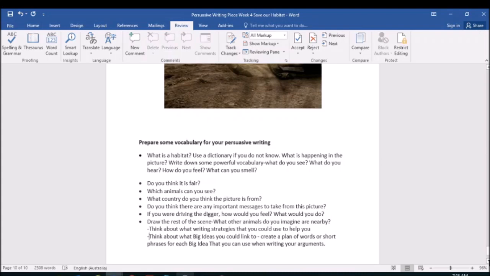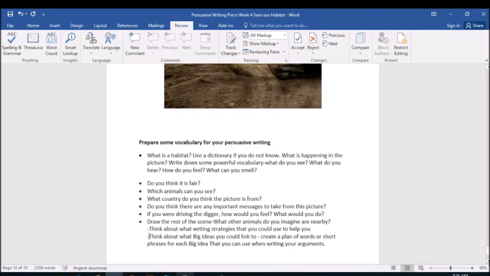Do you think there are any important messages to take from this picture? If you were driving the digger, how would you feel? What would you do? And then we need to draw the rest of the scene. What other animals do you imagine are nearby? So that picture doesn't need to be extremely detailed. Put your best effort in, obviously, but remember, this is simply a plan. We're not creating an art piece.